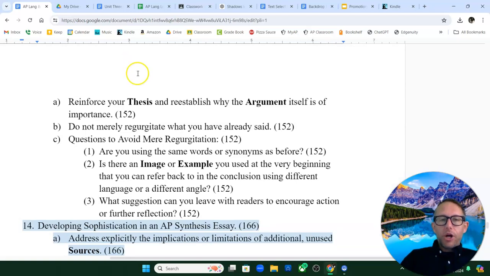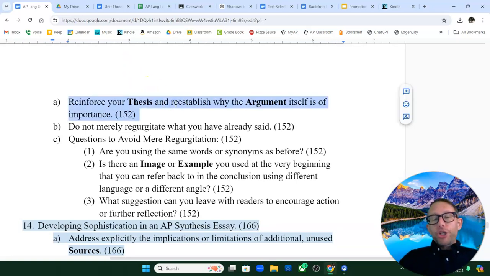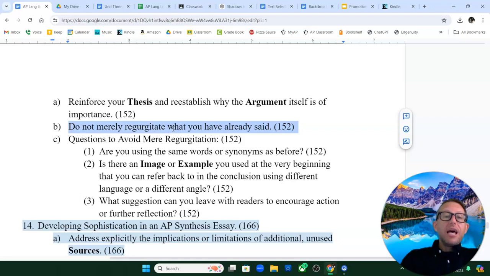So what should we talk about regarding the conclusions? Make sure you're reinforcing your thesis and reestablishing why the argument itself is of importance. I've now said that to you in the last 2 units and this one. Your conclusion is a great time to really reinforce why the topic is important, why the consequences for the topic are important, why your thesis is relevant to the audience itself. Okay, so bring that back, put that in there. That's a great tool to use to sort of flesh out and really reinforce the significance of your overall thesis.